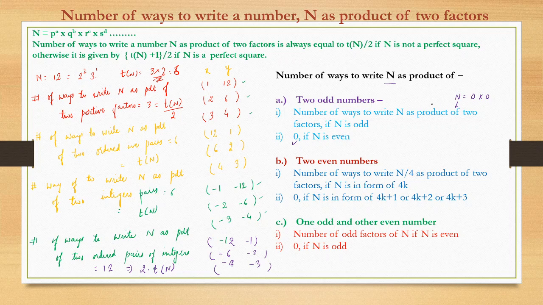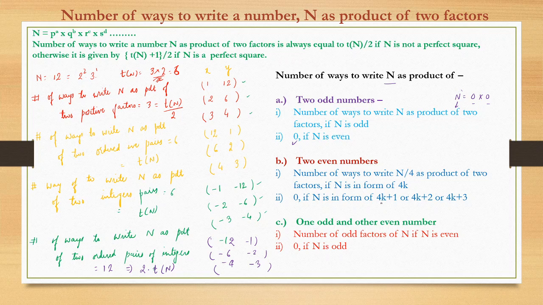So the number of ways to write n as a product of two odd factors would be the same as the number of ways in which you can write n as a product of two factors, because odd into odd would only give that odd. So this is clear.